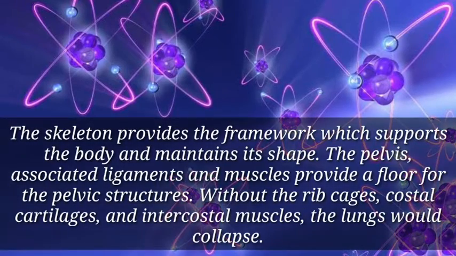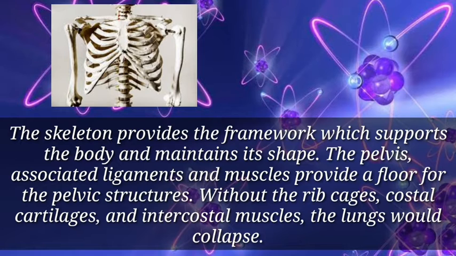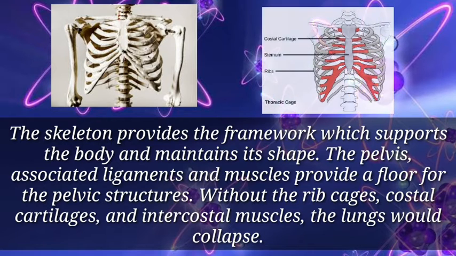The skeleton provides the framework which supports the body and maintains its shape. The pelvis, associated ligaments, and muscles provide the floor for the pelvic structures. Without the rib cage, costal cartilages, and intercostal muscles, the lungs would collapse.